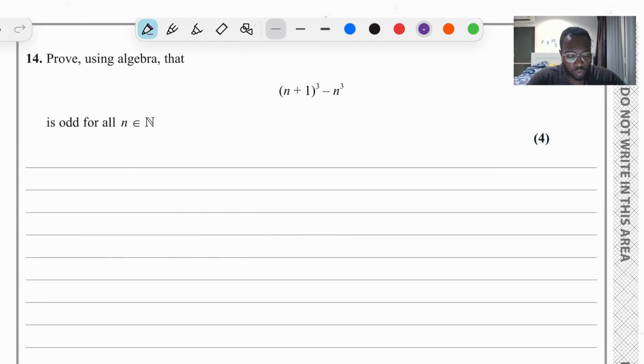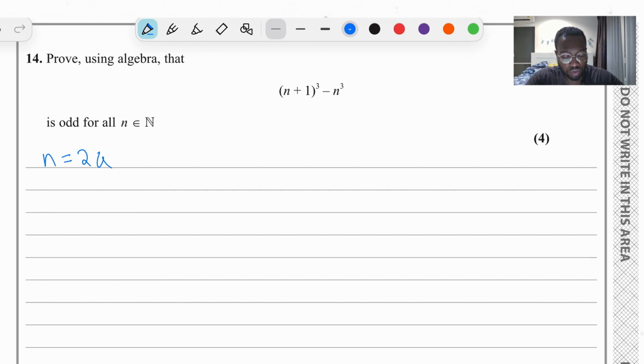Okay. So for question 14, we need to prove using algebra that n plus 1 cubed minus n cubed is odd for all n which is natural numbers. So first, let's consider that n is just all even natural numbers. So let's say that n is equal to 2k. Because 2k would be all the even natural numbers, right? It'll be 2, 4, 6, 8, 10, all the way to infinity.